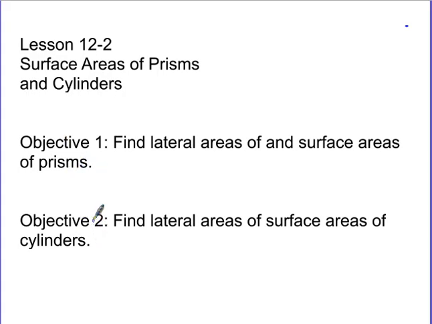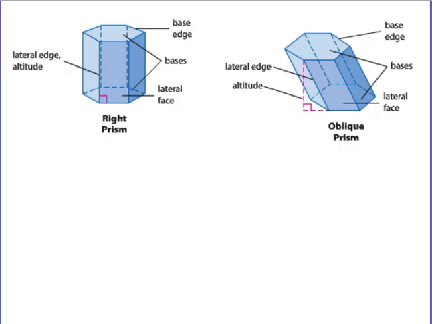So really, today we're just going to cover objective 1 in your notes, and we're going to work on finding the lateral areas and surface areas of prisms. First thing you need to refresh, a prism is a three-dimensional object. It has a shape that forms the base, and in this case, this prism is a hexagonal prism, which means the base is a hexagon, and of course it's got two different bases that are the same shape and size.